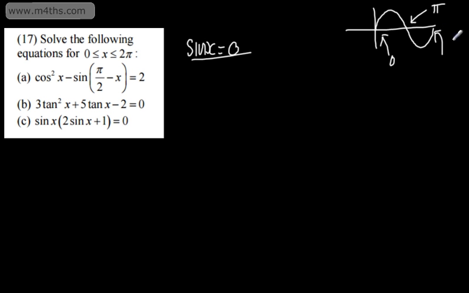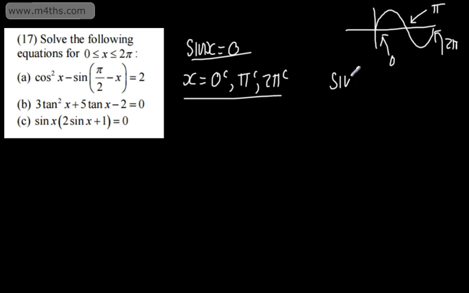I wouldn't even go through the process of solving this. I'd just do something like that. So x is going to be equal to 0 radians. We're going to have pi radians, and we're going to have 2 pi radians. So that one's sorted.